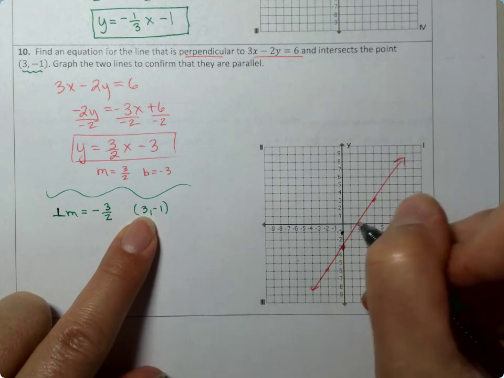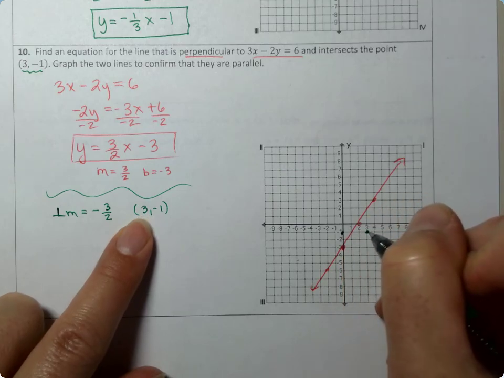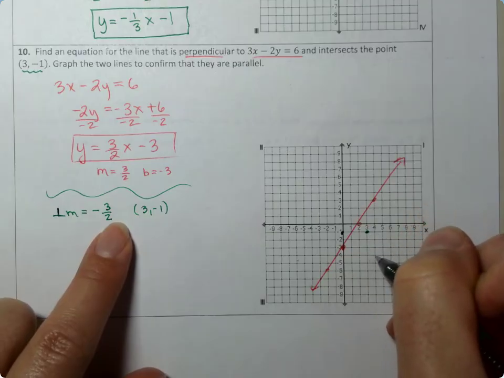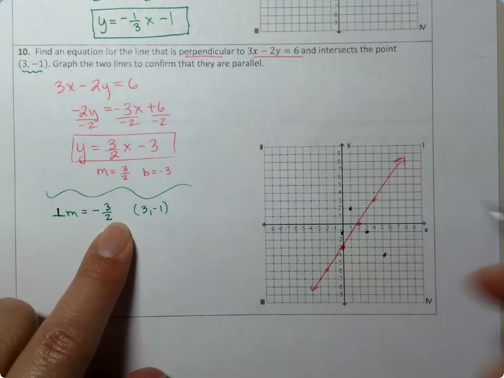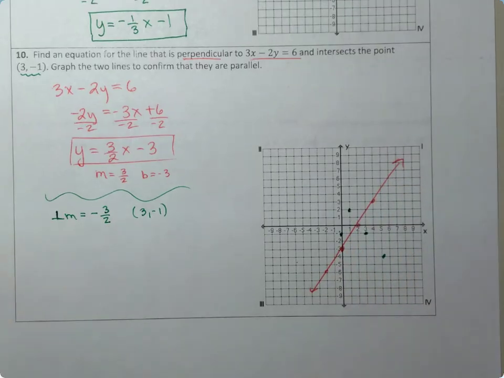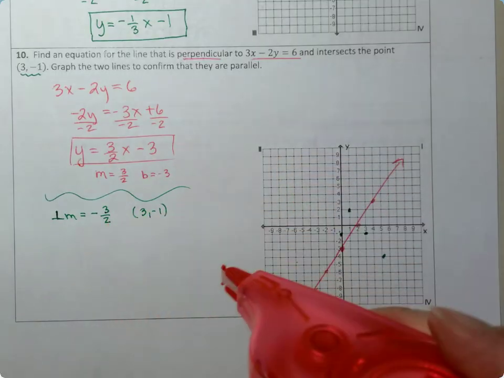I would start at 3, negative 1, and then I would go down 1, 2, 3, and right 2, or up 1, 2, 3, and left 2. That's why we need the opposite reciprocal. I feel like I didn't flip. No one wants to yell at me. I didn't flip my fraction.